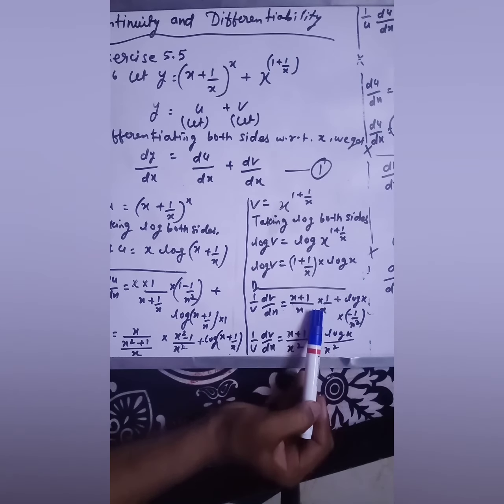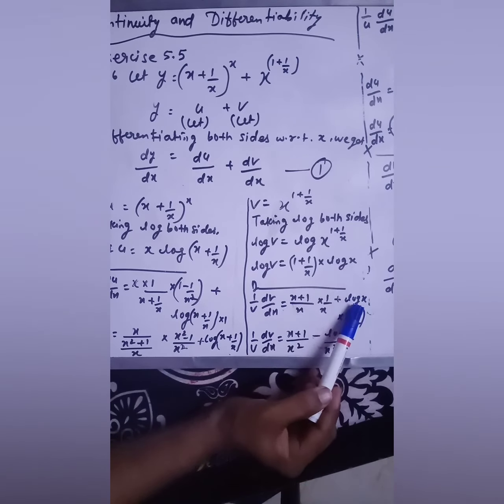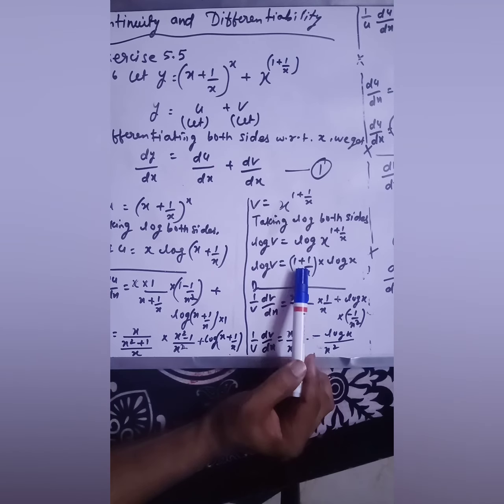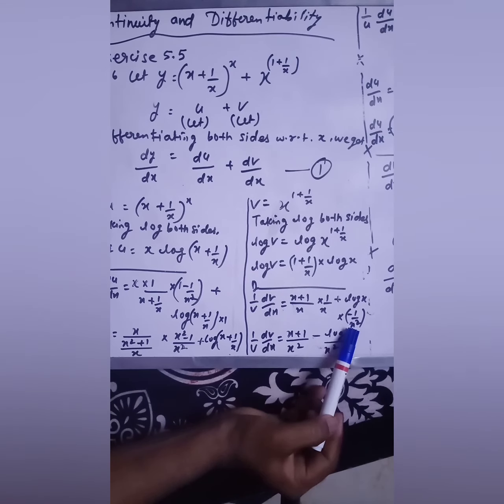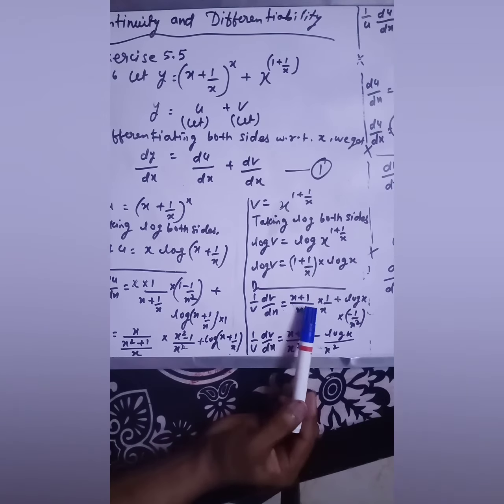Log x, that is 1 by x. The derivative of log x is 1 by x, so I have written here. Plus log x will remain the same, and the derivative of this would be minus 1. The derivative of 1 will be 0, and of 1 by x will be minus 1 upon x square. So like this. This is the derivative of 1 plus 1 by x. Now you have to just simplify it.